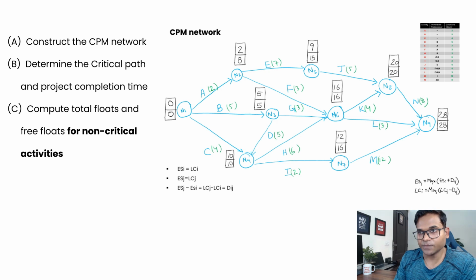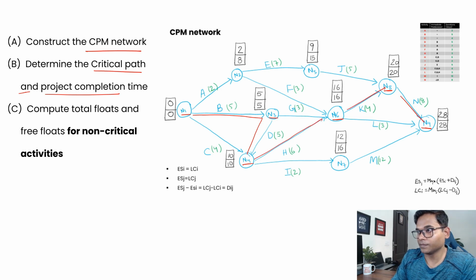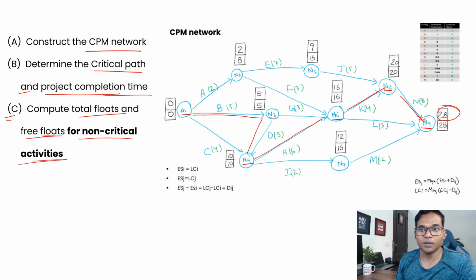In previous slides, we have already learned the CPM network, how to draw and calculate it. Then we learned how to find the critical path, and then the project completion. Previously we identified N1, N2, N3, N4, N6, N8, and N9 as your critical path, and the duration is 28. So this we have already done. Now the third question is to compute the total float and free float for non-critical activities.